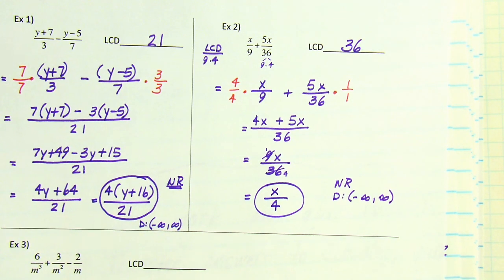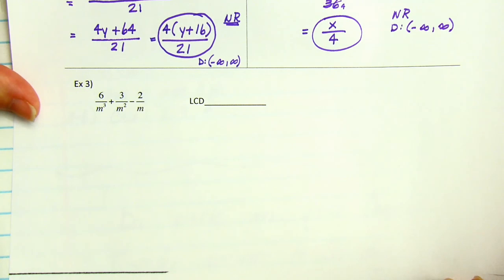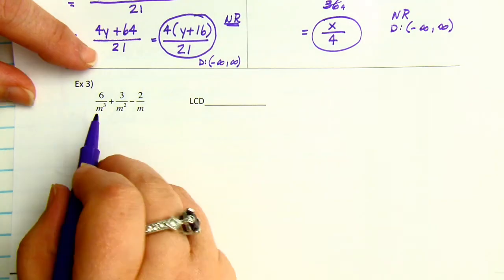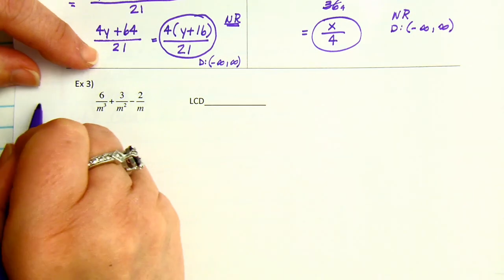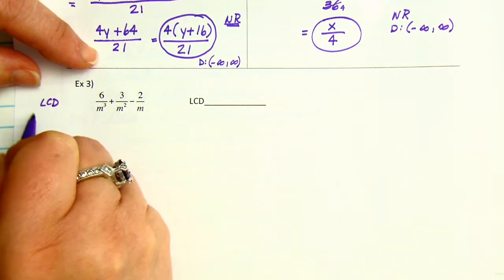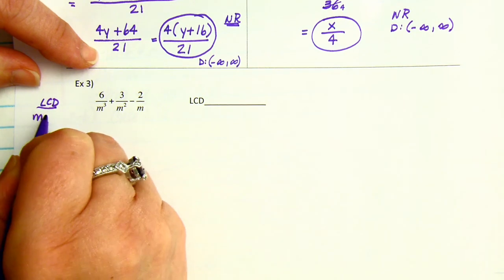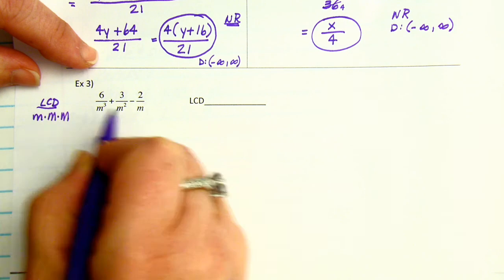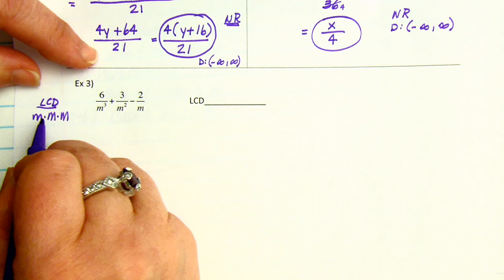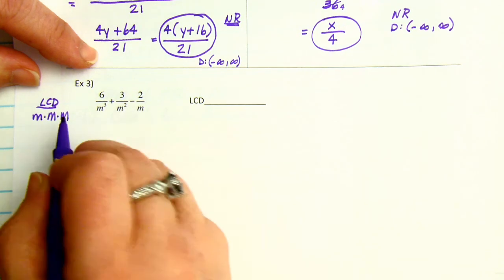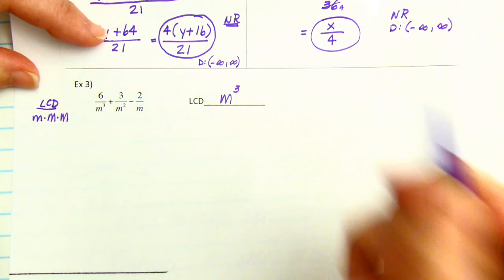Okay, one more example. LCD. Well, the first denominator has 3 m's. You need everything in the first denominator. It's 3 m's: m times m times m. This has 2. Well, guess what? These 2 m's are those 2 m's, and this extra m is in there already. So my LCD is m to the power of 3.